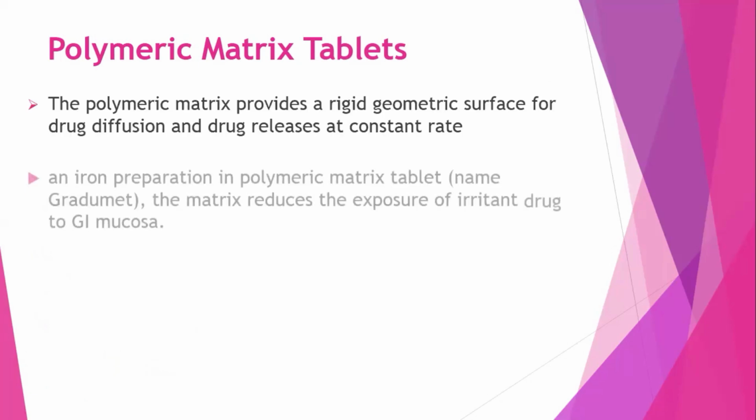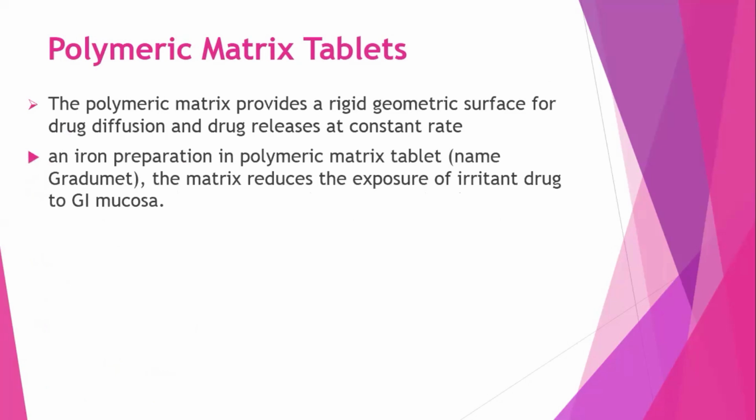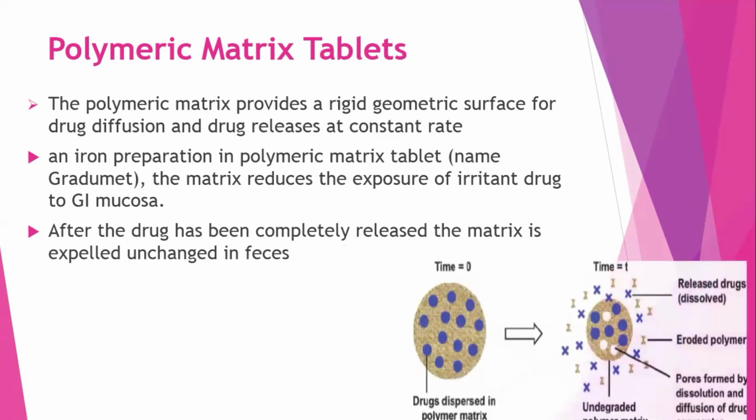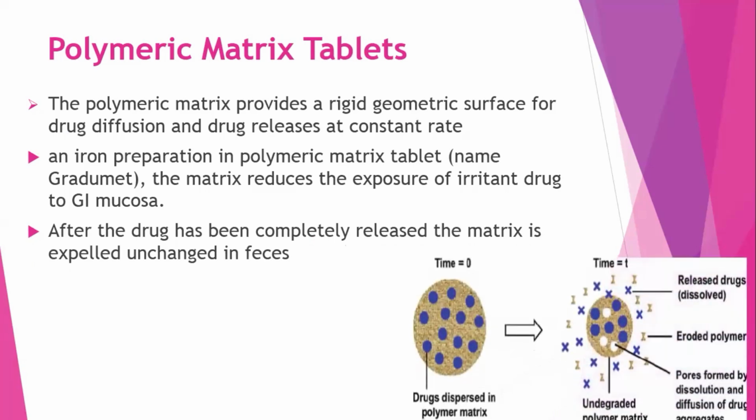The polymeric matrix provides a rigid geometric surface for drug diffusion and the drug releases at a constant rate. An iron preparation in a polymeric matrix tablet is named Gradumet; the matrix reduces the exposure of the irritant drug to the GIT mucosa. In the figure you see a blue colored drug dot forming in the polymer. The polymer erodes slowly and the drug releases slowly, and the polymer is expelled unchanged in the feces.